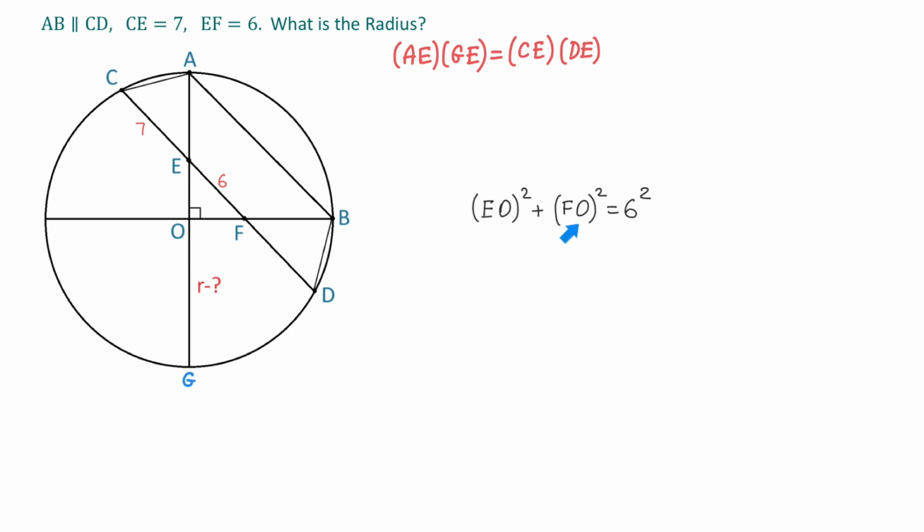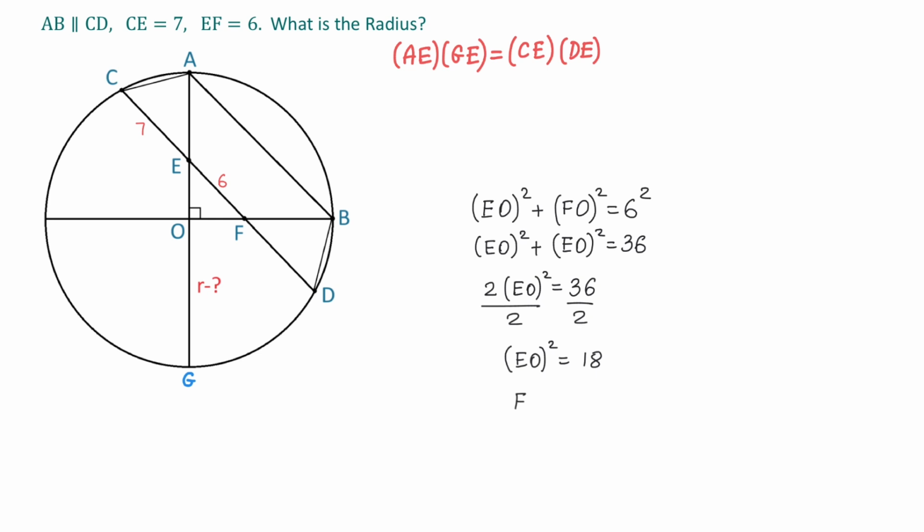Because FO equals EO, I can replace FO with EO. Then I will write EO squared plus another EO squared equals 36. Then on the left side I will have 2 EO squared equals 36. And if we divide both sides by 2, then EO squared equals 18, and EO equals square root of 18.